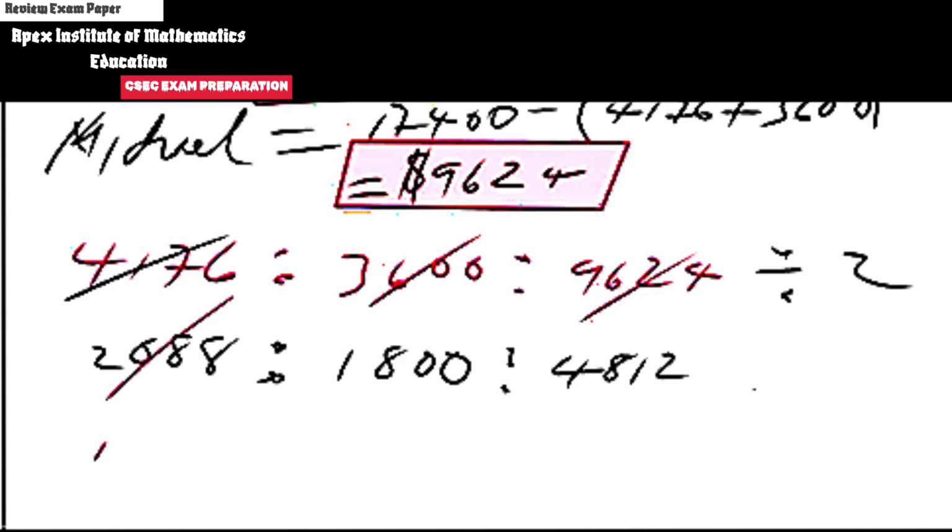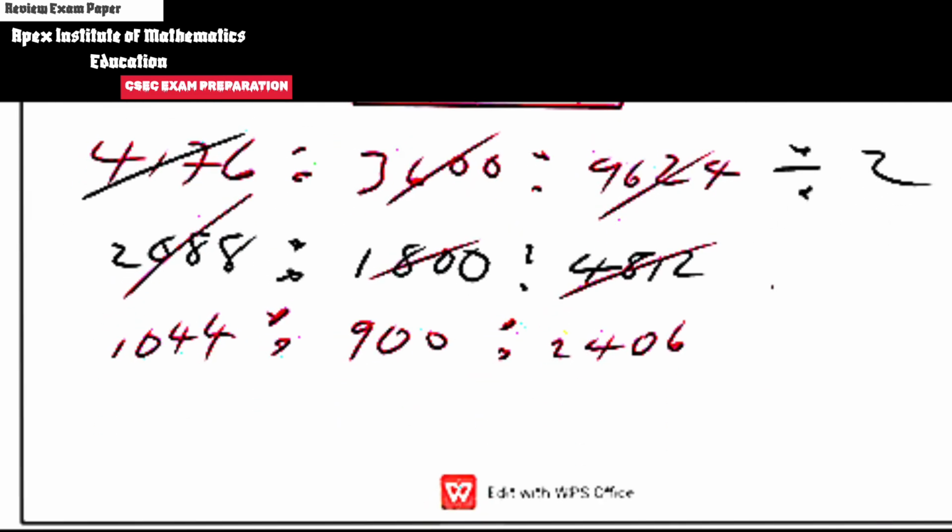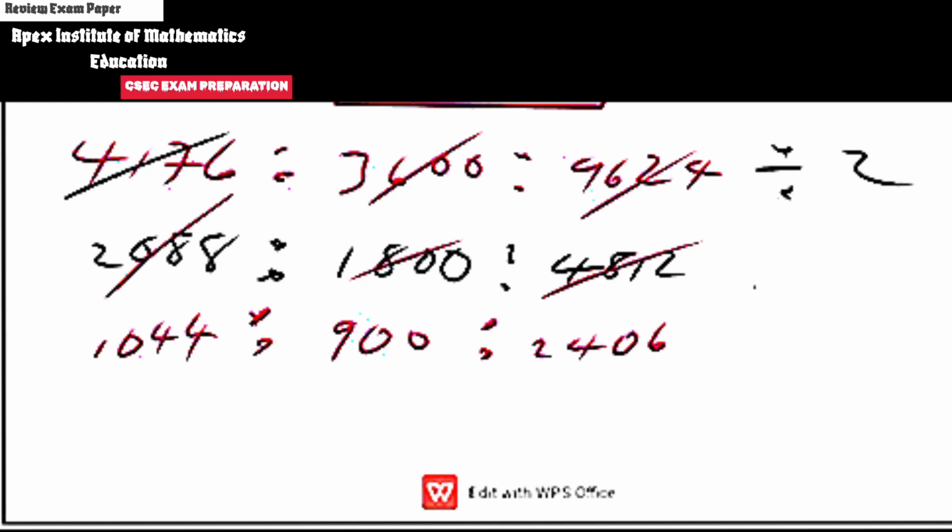We're going to get 1,044. All right. And then we're going to divide this again by 2. We're going to get 900. So see, it's coming down almost to a small ratio value. And we're going to divide this by 2 again. We're going to end up with 2,406. All right. Beautiful. So then we're going to go ahead and divide through by 2 again. So if we knew our timetable, we could have actually divided through by 4. But we don't. So we're going to take it one step at a time.